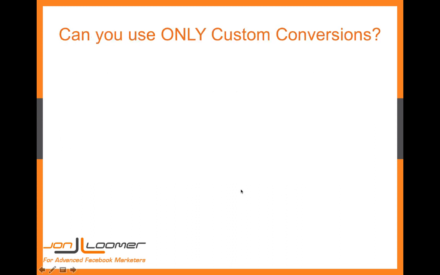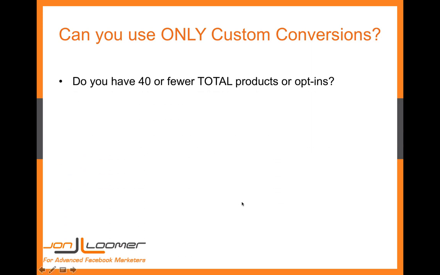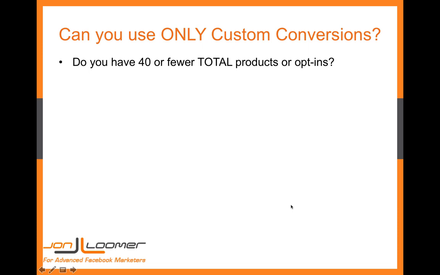I've talked about how simple the custom conversion is, and kind of warned you how complex and potentially technical the events can get. So the immediate question might be, can you use only custom conversions? And that may be. Basically, answer these questions. Do you have 40 or fewer total products or opt-ins on your website? If you do, it's maybe.